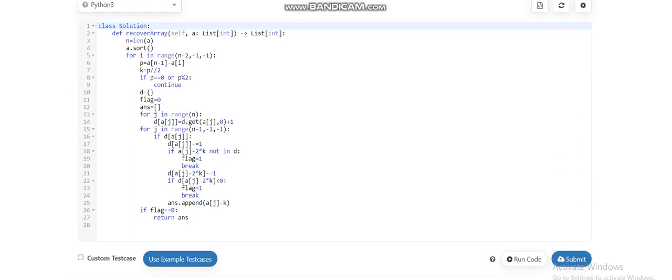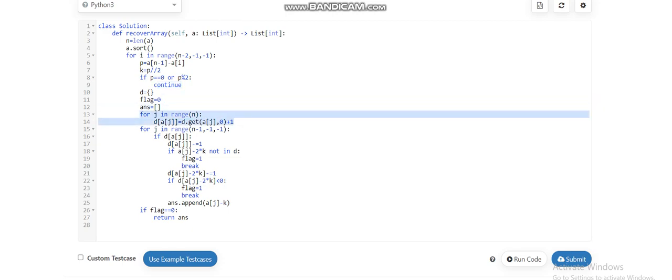So I have taken n as the length of a, and I have sorted it. Now for every element I have taken the absolute difference, which is the same because the array is already sorted. If the difference is equal to 0, or the difference is odd, then we will just continue no matter what, because the difference between these two is 2k, which is even, and as k is greater than 0, this p should be greater than 0. So we are incrementing every value of a here, to keep track of whether the lower value is present previously or not.